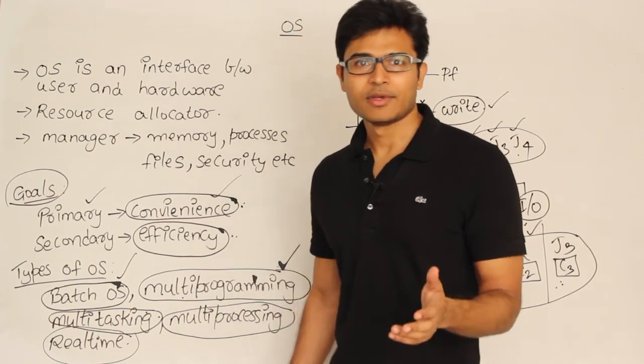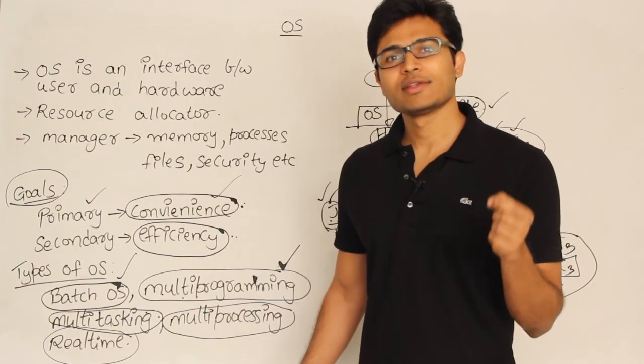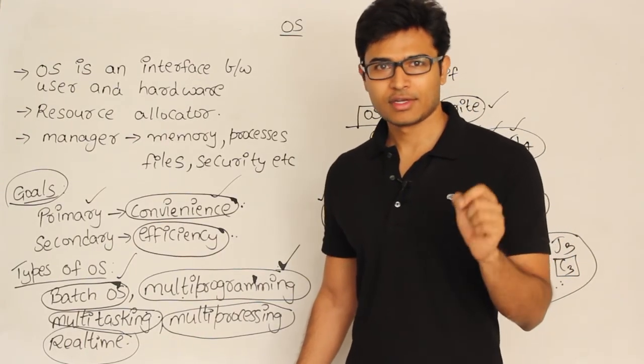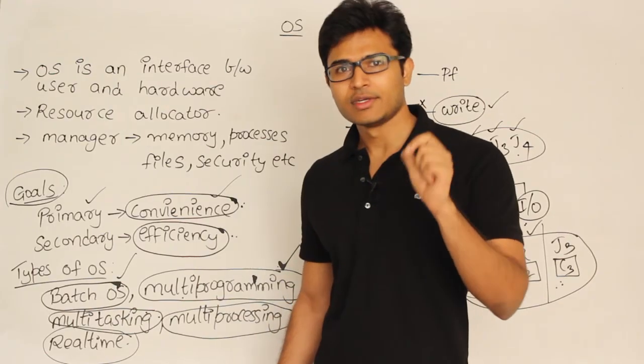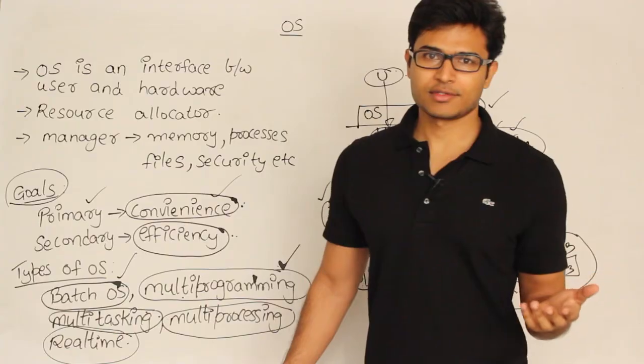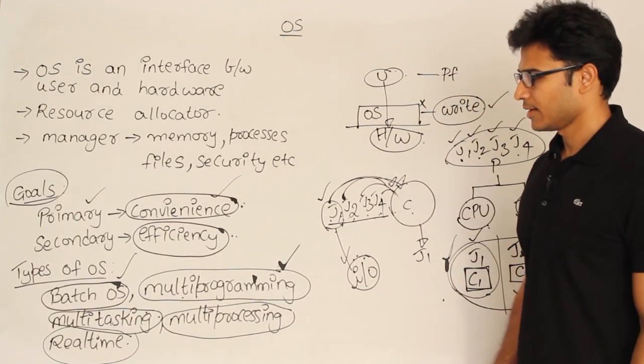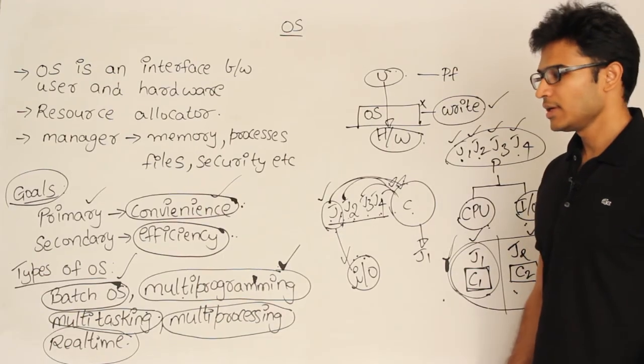For example, in military applications, if you want to drop a missile, that missile has to be dropped exactly, with a lot of precision, right? So even if you miss a beat, it is going to be harmful, right? So real-time applications use real-time operating systems where timing is everything, right? Anyway, we don't need it for GATE.